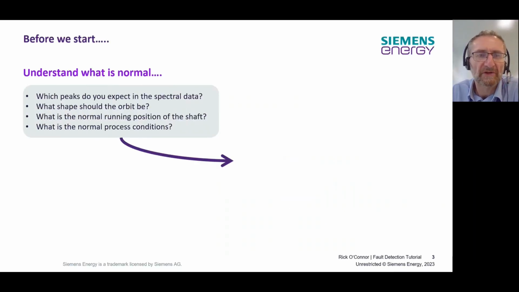Before we start, we need to really understand what is normal with a machine. And the type of thing that we're talking about is which peaks would you expect to see in the spectral data? What shape should the orbit be? What is the normal running position of the shaft? And what are the normal process conditions?